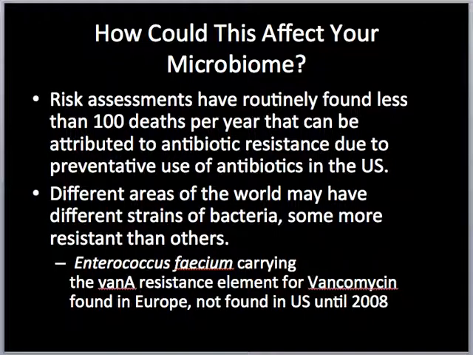Risk assessments have routinely found less than 100 deaths per year that can be attributed to antibiotic resistance due to preventative use of antibiotics in the U.S. Different areas of the world may have different strains of bacteria, some more resistant than others, such as Enterococcus faecium. It's carrying the Van-A resistance element for vancomycin. It's found in Europe, and it wasn't found in the U.S. until 2008.